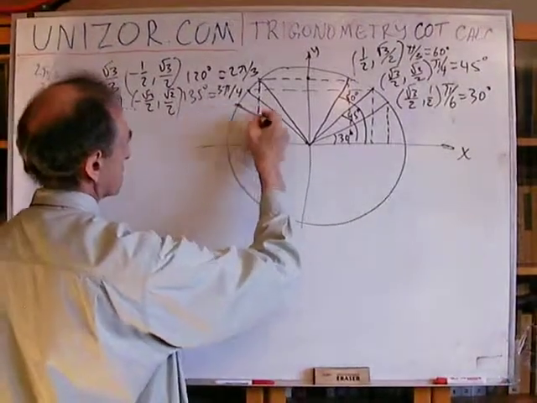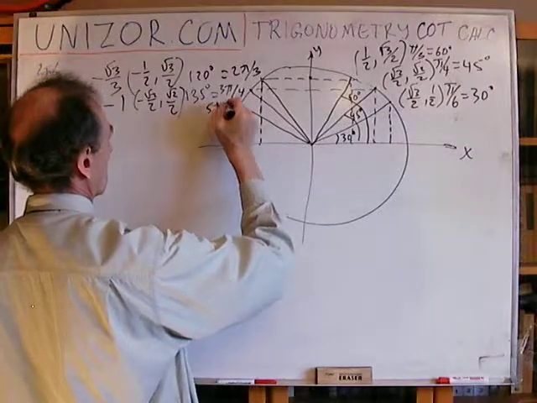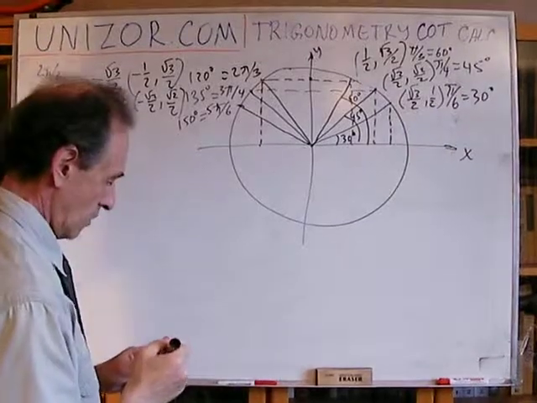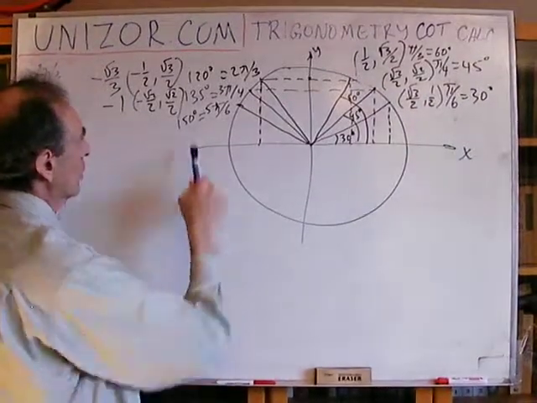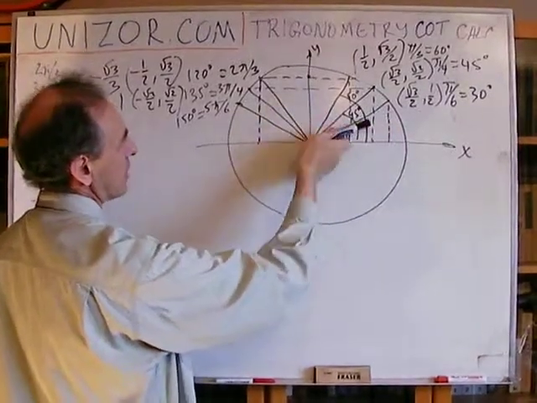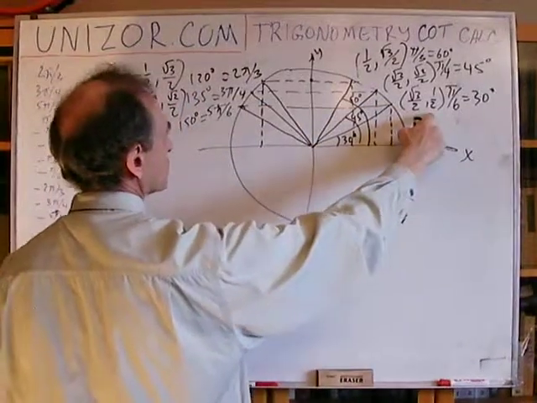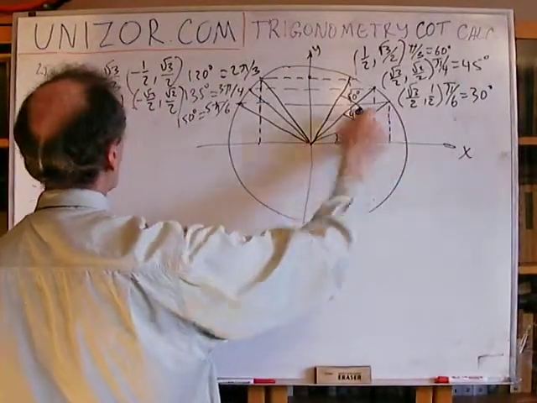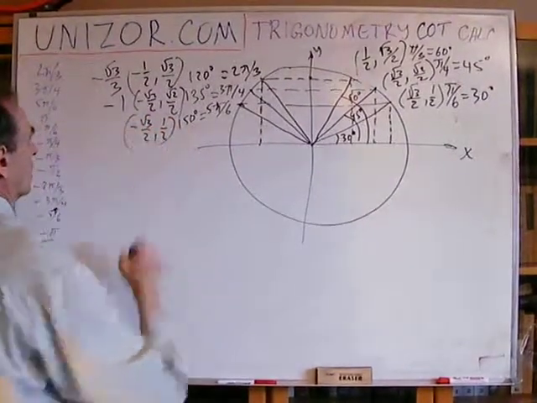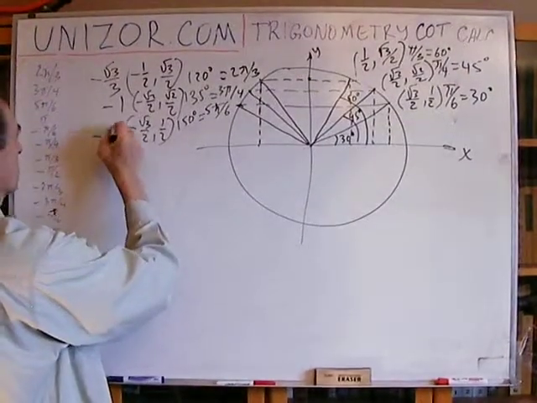Next is 5π/6, which is 150 degrees. Now, what's this? 150 is 90 plus 60. Now 30 is 90 minus 60. So these points are symmetrical. So I retain the ordinate, but I change the value of the abscissa. Now the ratio abscissa over ordinate would be minus square root of 3.